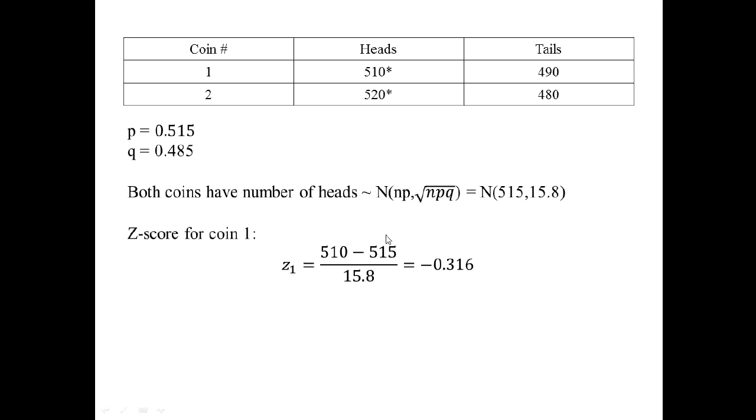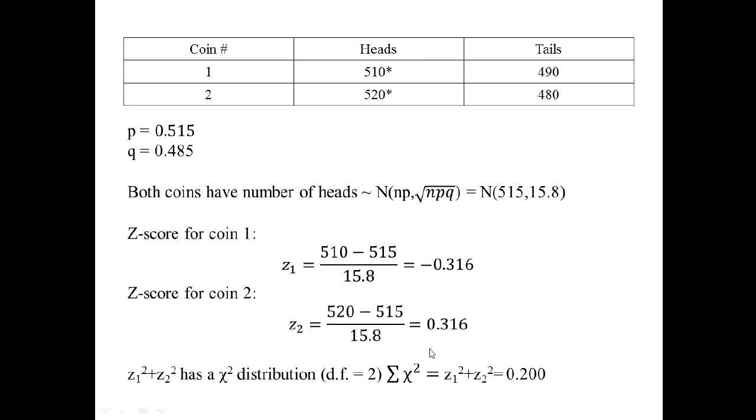So what z-score do we get for that one? We get 510 minus 515 for the deviation from the mean, over 15.8. So that produces negative 0.316. And the z-score for coin 2, that's equal to 520, which is the actual value, minus 515, the mean, divided by the standard deviation, 15.8, and that just produces the opposite of the other z-score, just positive 0.316.